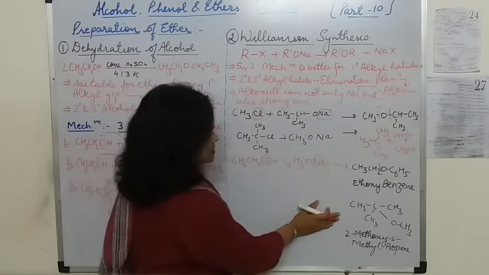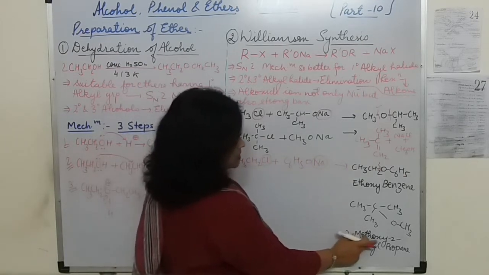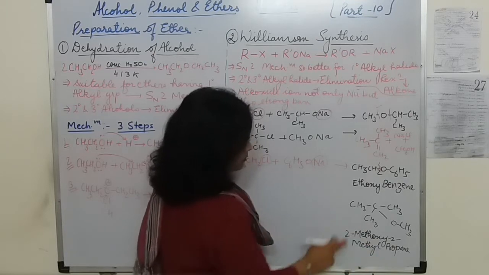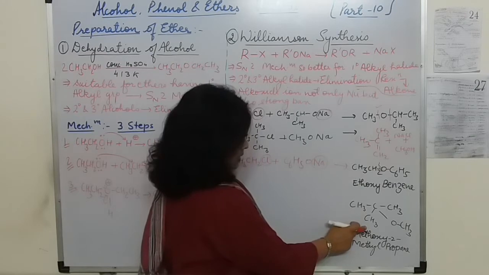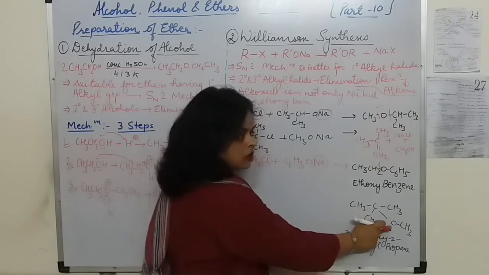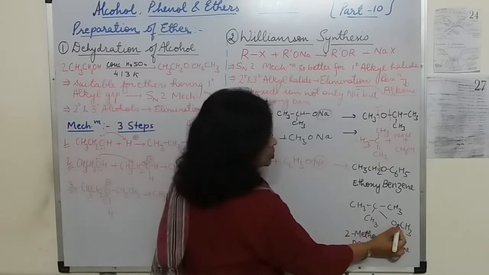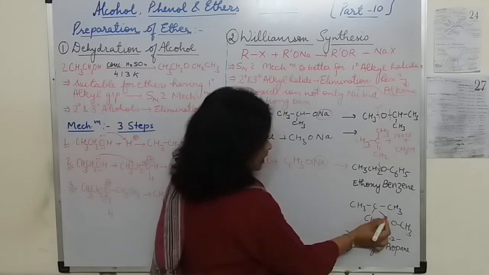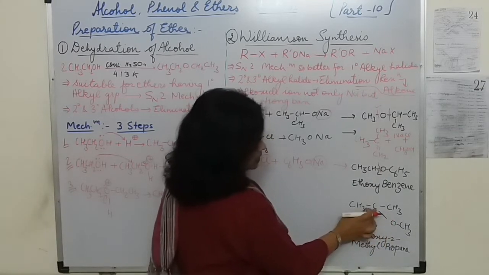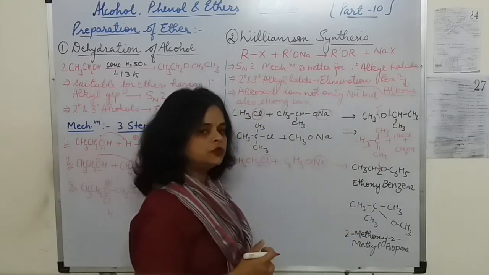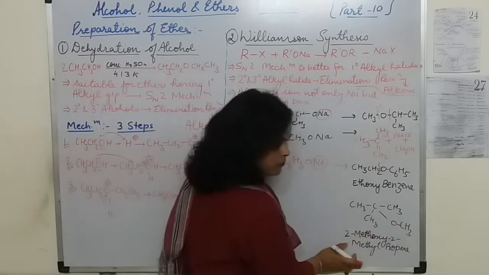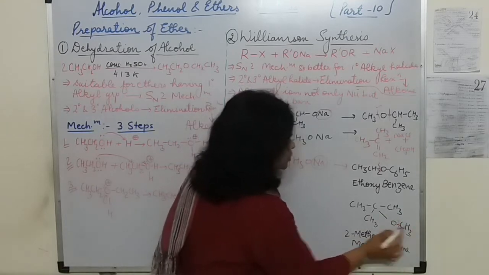Now let's see this example, 2-methoxy-2-methylpropane. This is a propane molecule, this is methoxy and this is methyl. Now let's focus on the oxygen. Either this bond should break or this bond should break. If this bond breaks, this carbon is tertiary, and tertiary carbons prefer to give the alkene.